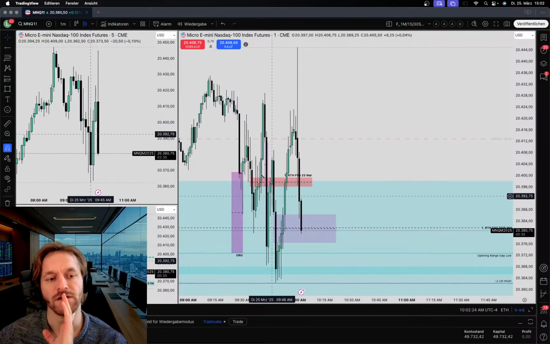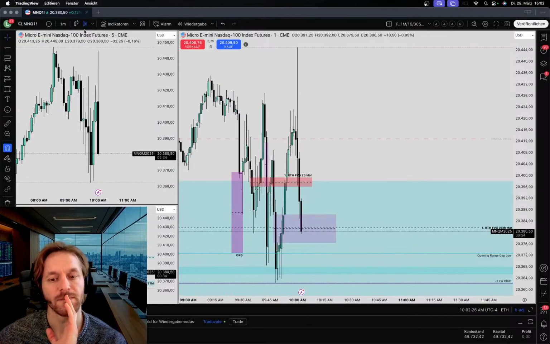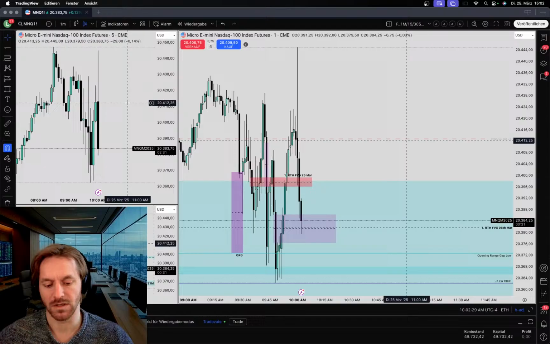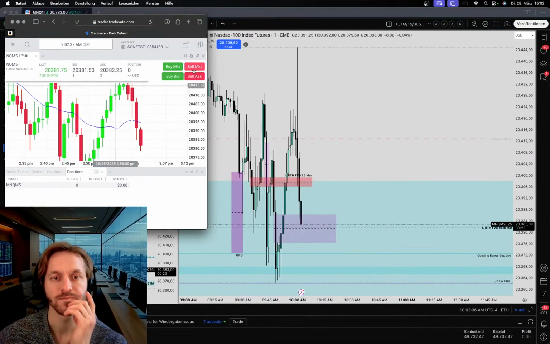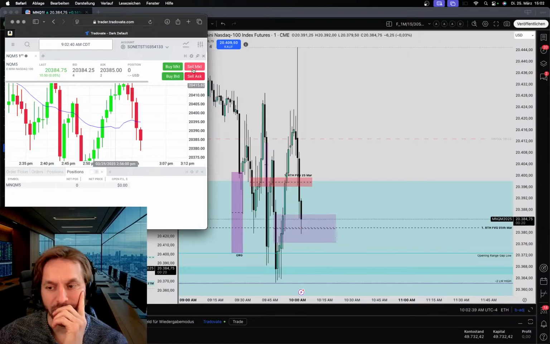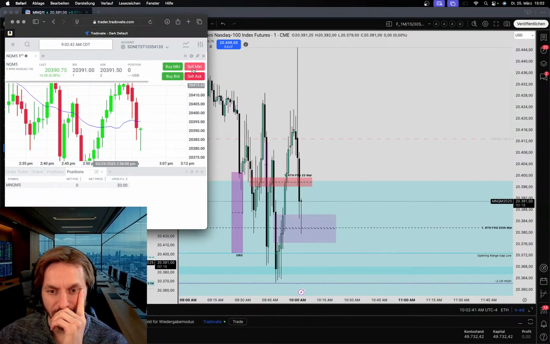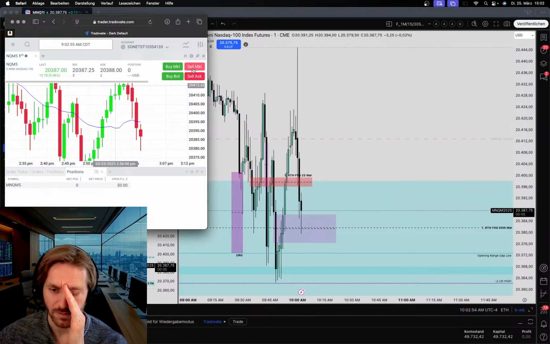We have an inversion level here. Whoops. I would take this one and not even let it go to the real-time orphan value gap, because I do think the inversion level would be enough if we close below it and leave something open. That's so annoying.